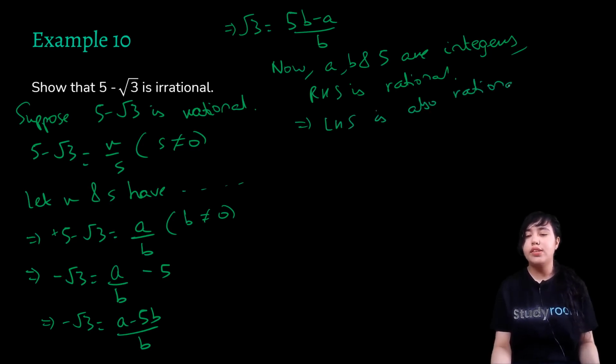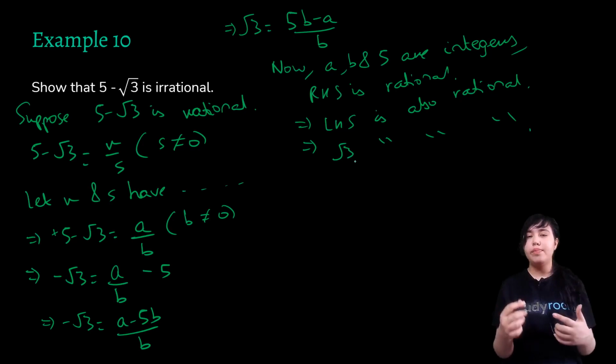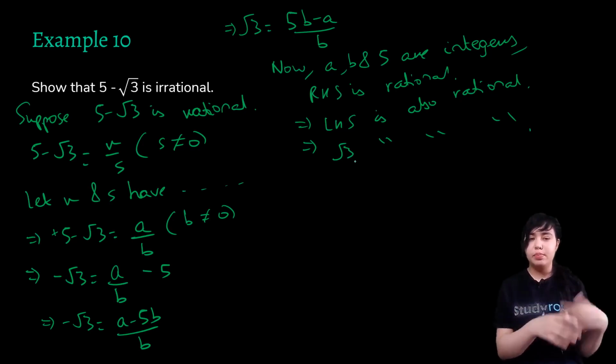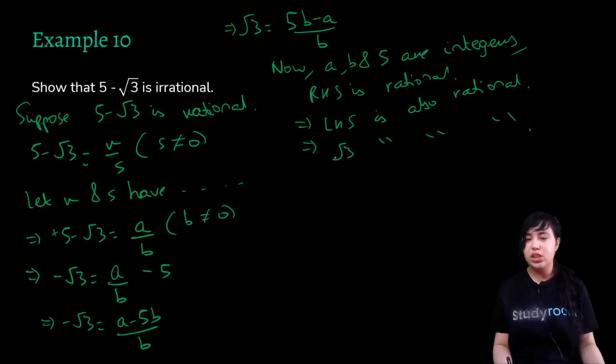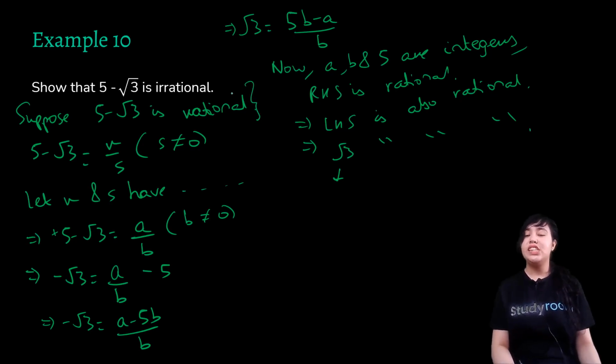Now what is on the LHS? I'm having root 3. So root 3 is also rational. But we just discussed, in 1 or 2 examples before, that root 3 is actually irrational. So this is contradictory. Reason for contradiction, wrong assumption. That means 5 minus root 3 is not rational but irrational, hence proved.